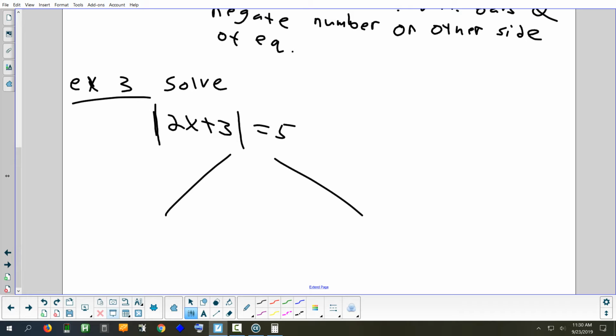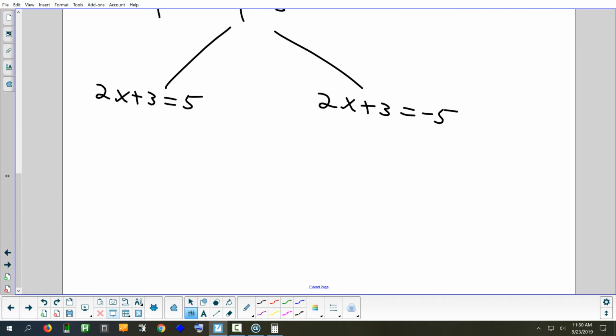Can somebody give me one of the equations I'm going to have to solve? 2x plus 3 is 5. Yep. Either what's inside the bars comes out to 5, or what's inside the bars could come out to -5. Either way, they're both solutions. Okay, so when we solve the one on the right, what do we get? X equals 1. And when we solve the one on the left, I can do calculus, but I don't know left and right. So, what do you get on the right side? -4. Yep.